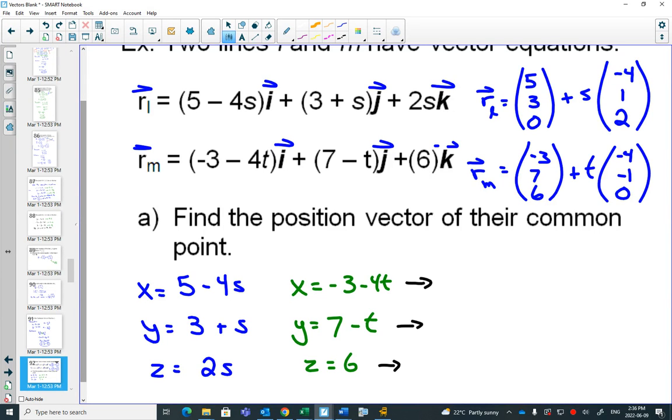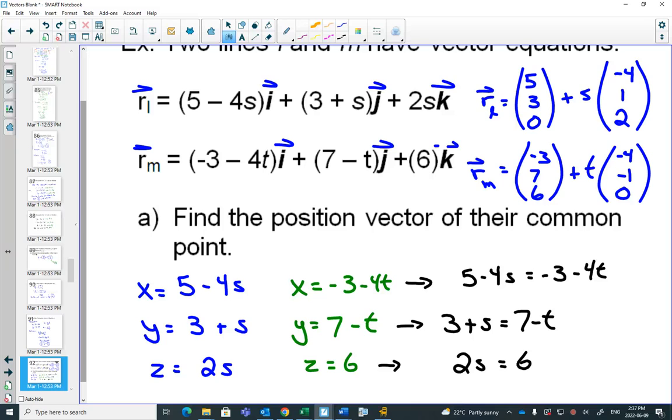What each of these parametric equations allows us to do is to set up a system of equations. For example, since x is equal to 5 minus 4s and x is equal to negative 3 minus 4t, we know that 5 minus 4s has to equal negative 3 minus 4t. And we know from the second one that 3 plus s has to equal 7 minus t. And we know from the third one that 2s has to equal 6.